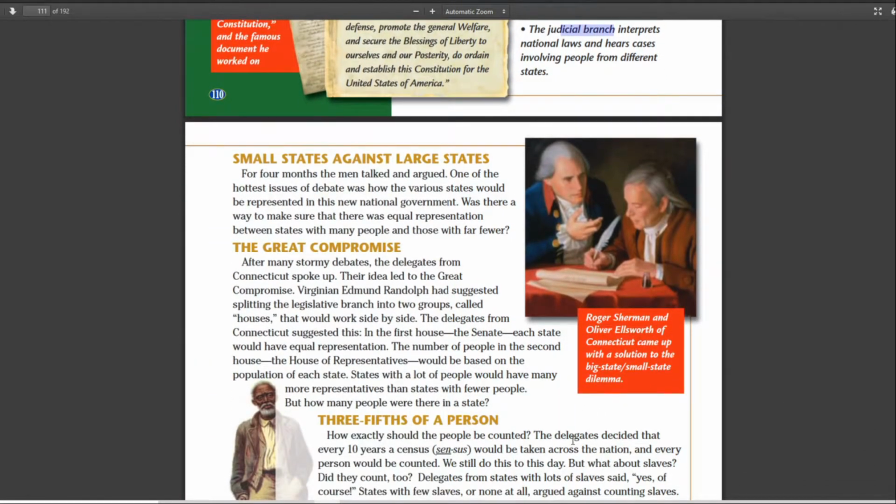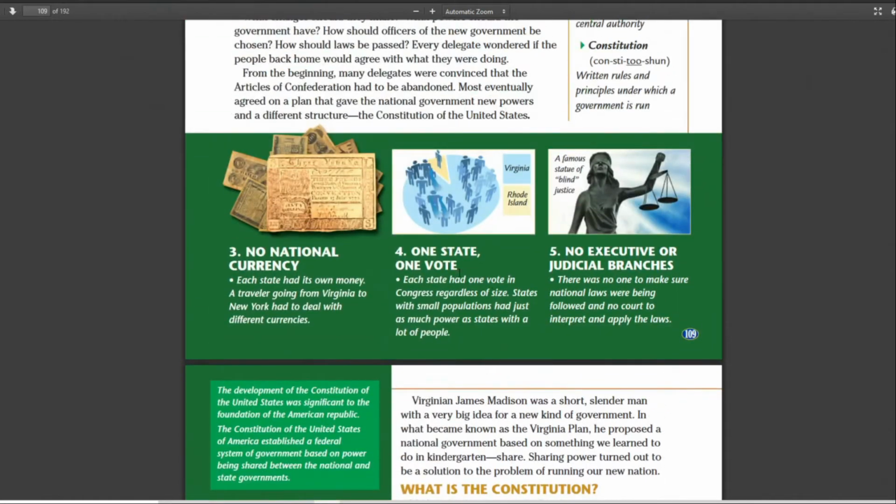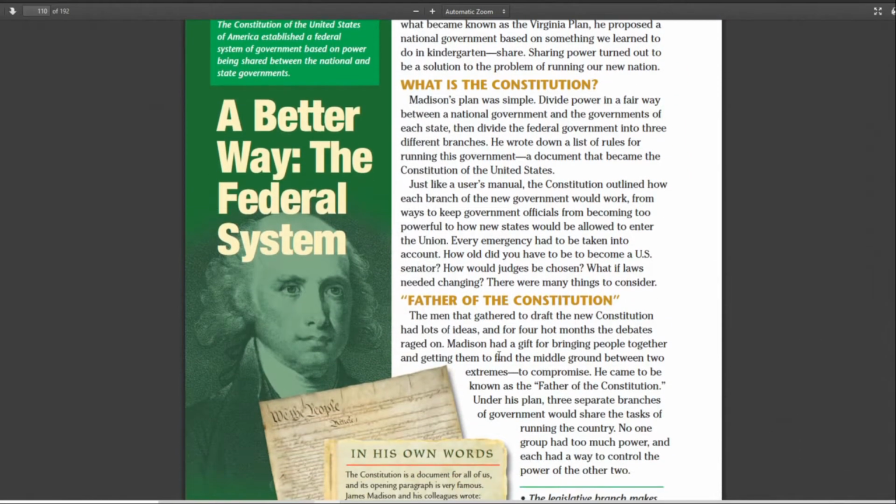So now we've covered 4 out of the 5, and then finally we get to one state, one vote. How are we going to figure this out? The small states want to keep one state, one vote. It protects them from being overwhelmed by the bigger states, and so they don't want a system that is going to give more votes to these bigger states.